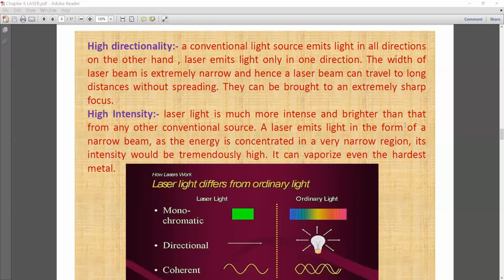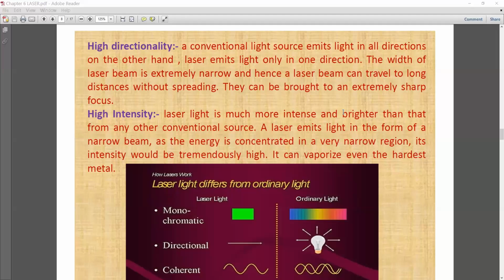Yes. Then high intensity. Last one. Who will take the opportunity? High intensity. Yes. Palachitra.